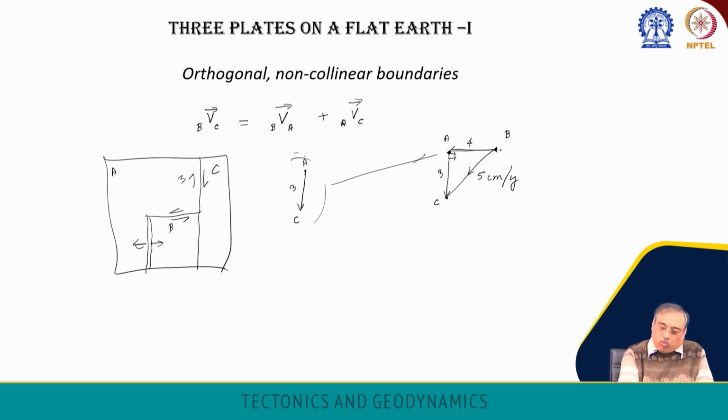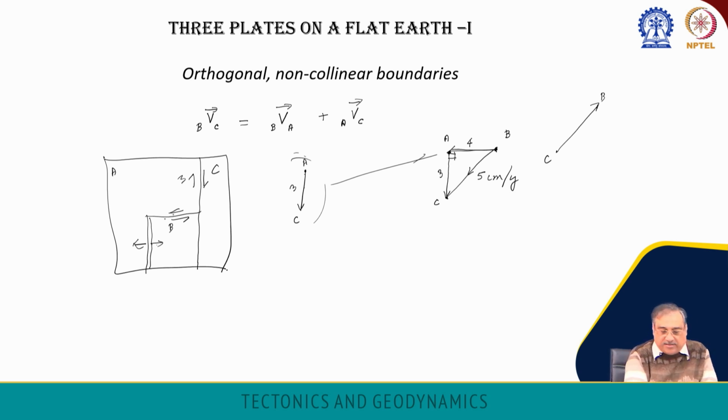So, what we will see is that, to an observer on plate B, plate C will be moving to the southwest at the rate of 5 centimeters per year. So, this would be the relative velocity of C with respect to B. Similarly, the relative velocity of B with respect to C would be this way. So, this would be point B, this would be C, and to an observer on plate C, B would be moving to the northeast at the rate of 5 centimeters per year.